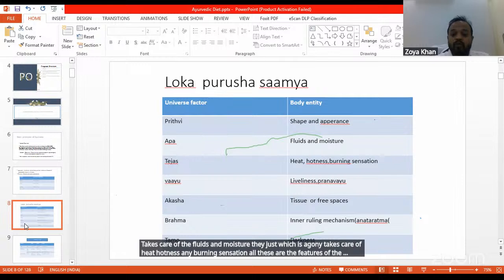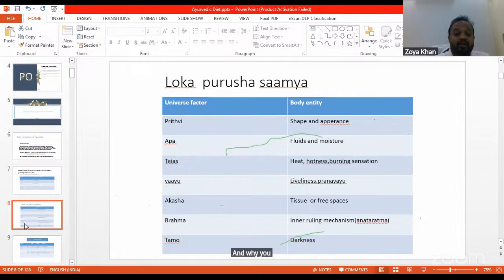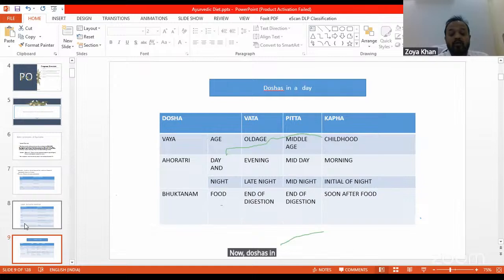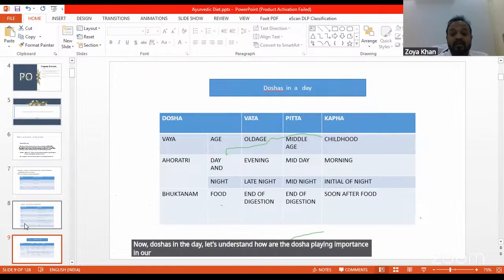And Vayu, which is liveliness, prana Vayu, any kind of air. Akasha, the tissue or free spaces. Brahma, the inner ruling mechanism. And then Tamo, which is darkness. Now, doshas in a day. Let's understand how the dosha plays importance in our life through the complete day.